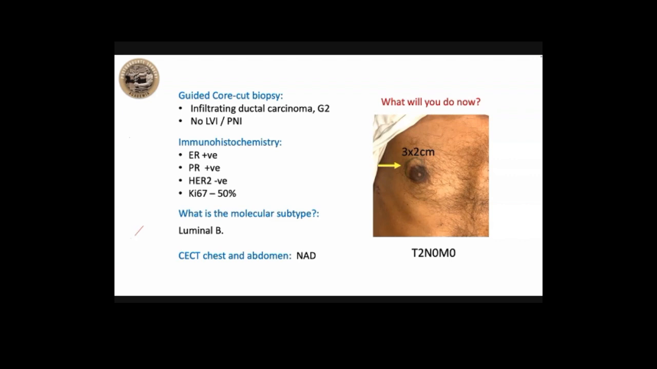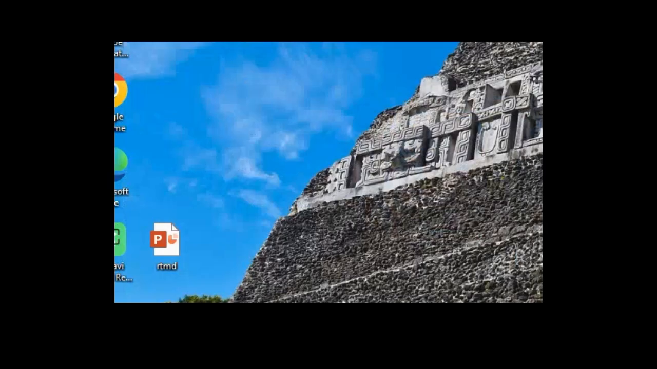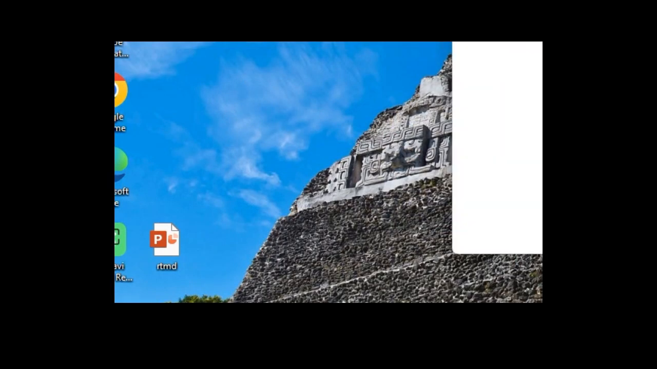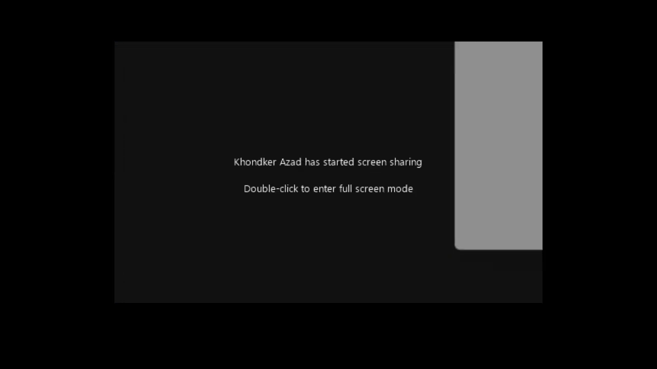As it is an early cancer, early stage breast cancer, the tissue is so minimum, so BCS is not recommended here. Can go for BCS also.